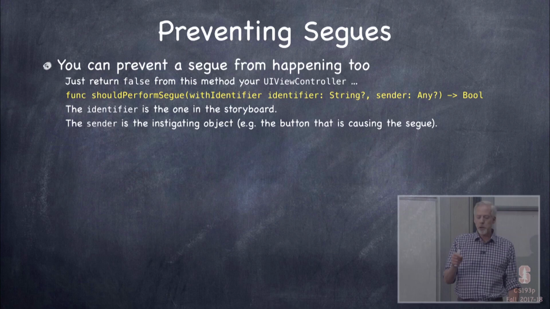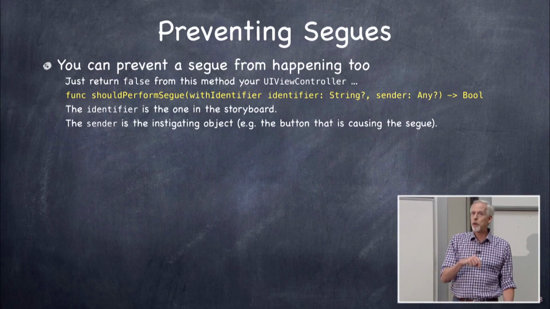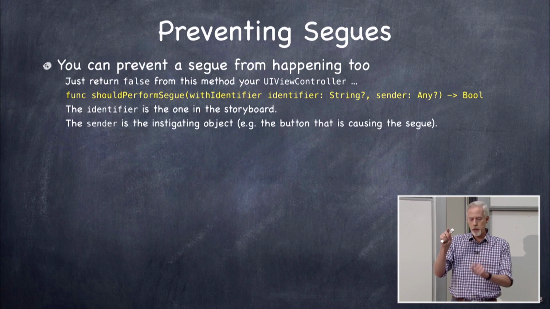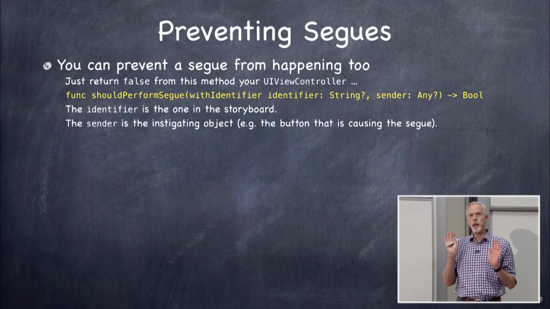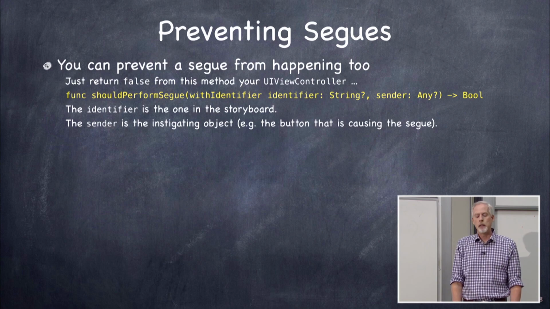You can prevent a segue from happening with this method, shouldPerformSegue in UIViewController. You get the identifier. If you return false from this, then the segue will not happen. So someone clicked on that graph button, the system looks at this method. If it says no, then it will not segue to a new graph controller. It's just like you never even clicked on that button. This is pretty rare to do, but occasionally you might want to do it.